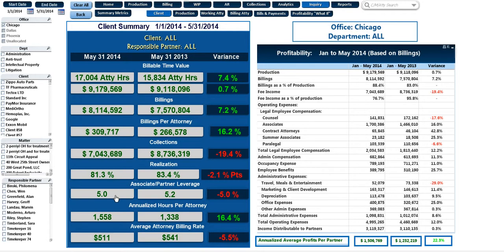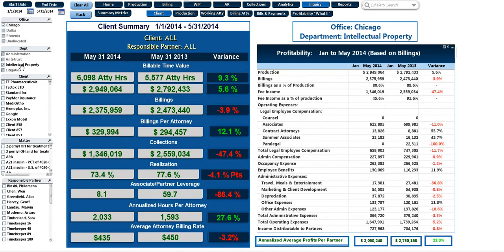Taking a quick look at the metrics for the office, it's easy to see why. Realization, leverage, and attorney productivity are all higher than the firm average, in some cases by quite a bit, as are billings per attorney. The question this raises is which practice areas are helping to drive these economics? Let's take a look at the intellectual properties practice area, again in only the Chicago office.